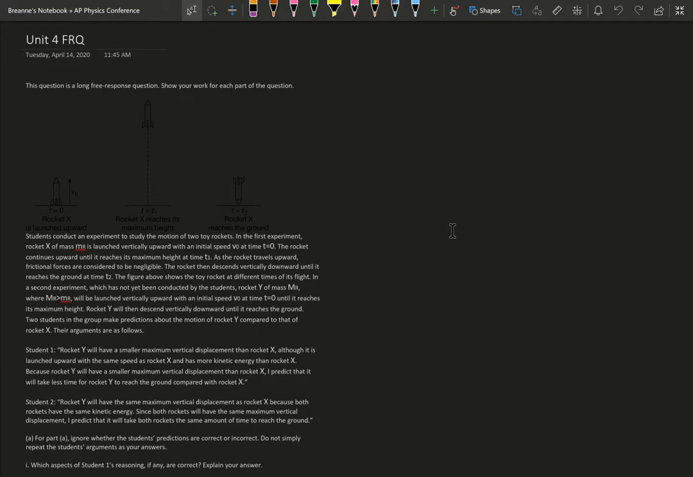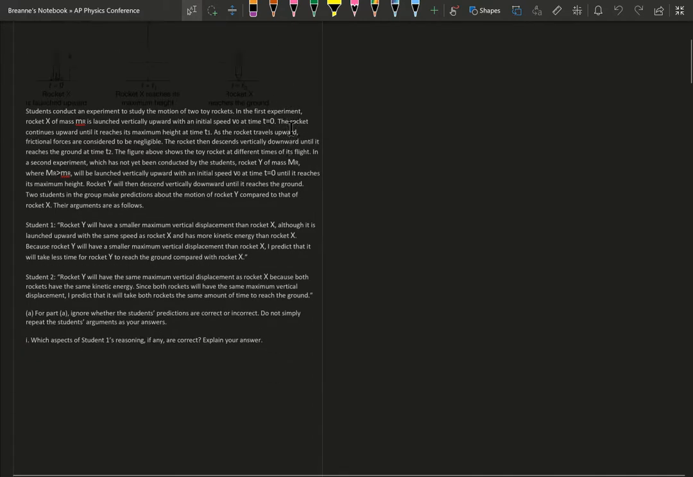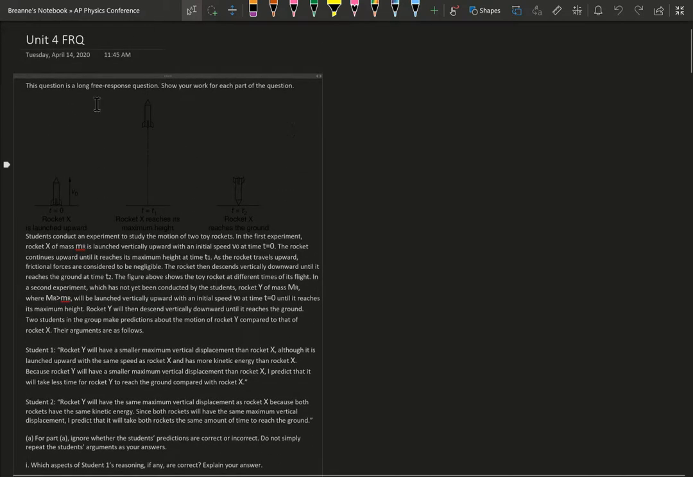So we have the question. This is the first question. This question is a long free response question. It has different parts. I know the picture is very hard to see. It's on black, but you have a rocket.